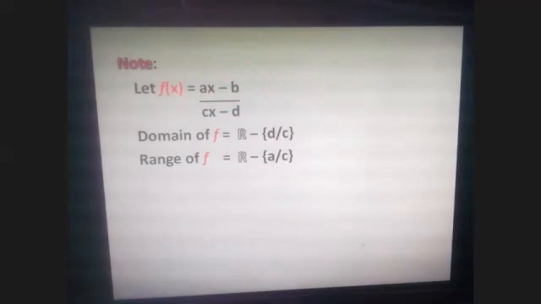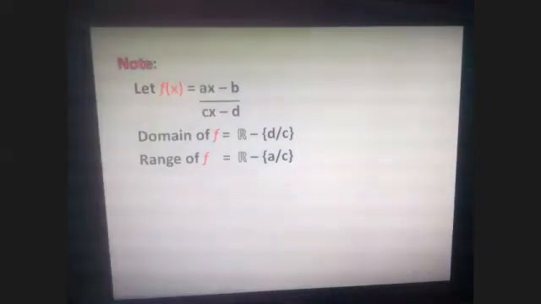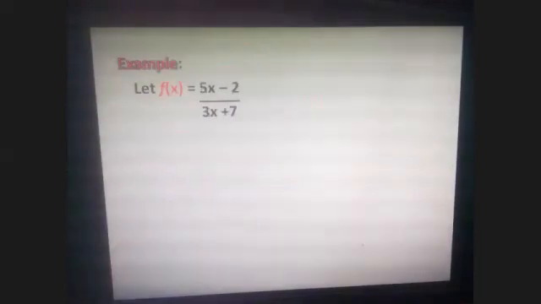f(x) equal to (ax minus b) upon (cx minus d). Domain will be R minus {d by c}, and range will be R minus {a by c}. Can you take this example? What will be the domain? What will be the range?